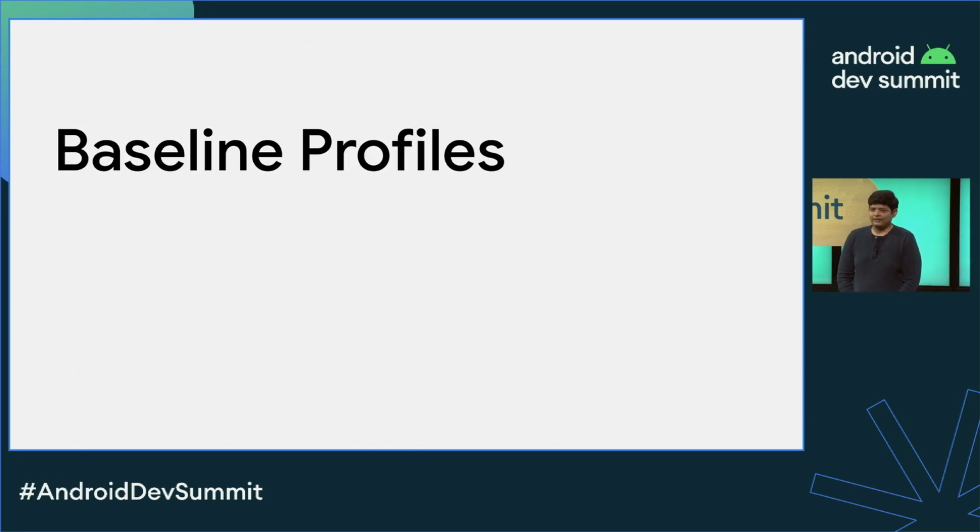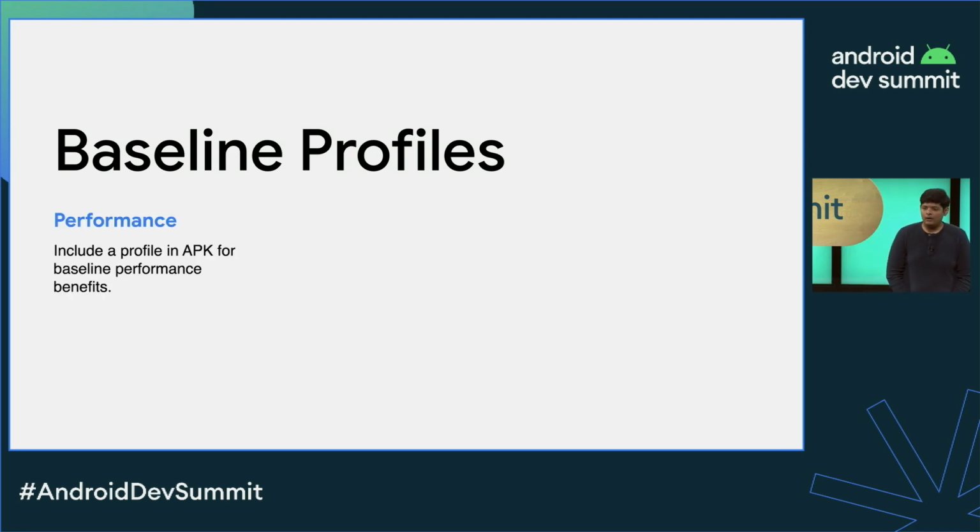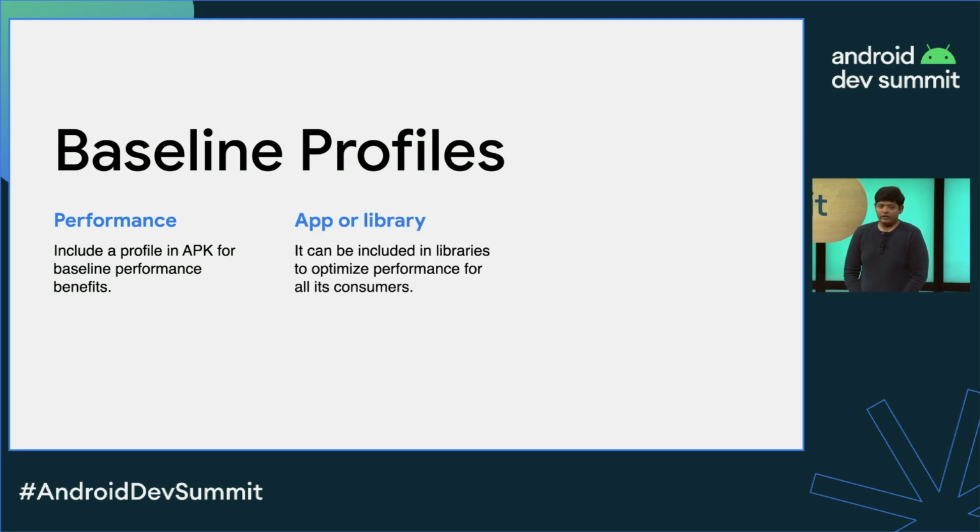That's where baseline profiles come in. Baseline profiles are a way for the app to provide what is important to the runtime. It's a way for you to bundle that information into the APK itself, and we consume that at publish time and app launch time. It's not just for apps, though. It's also for libraries. So when a library like Jetpack Compose declares baseline profiles, all consumers reap the benefits and can take advantage of it.